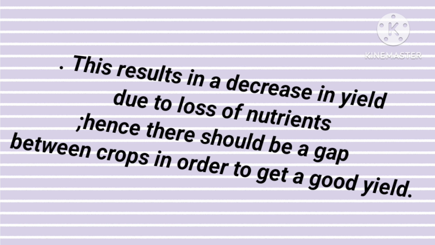Hence, there should be a gap between crops in order to get a good yield. Everyone used to say that if you grow a crop in the Kharif season, then give the land a rest for the next season, and then again cultivate in the following season. Then the yield will increase, and the loss of nutrients will not happen in the soil.